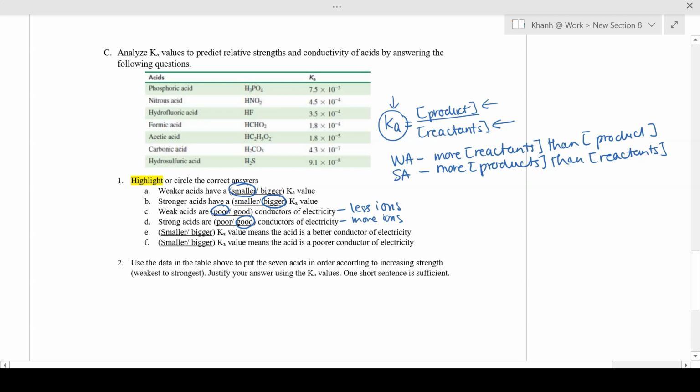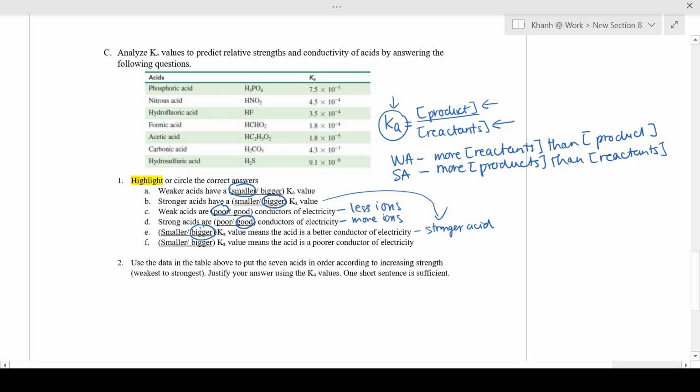E and F. For E, a smaller or bigger Ka would mean the acid is a better conductor of electricity? E and F basically combine the information in A, B, C, and D. If the acid is a better conductor of electricity, that means that it's more likely to be a stronger acid, right? Because if it's a better conductor, it has more ions floating around. Now, what coincides with a stronger acid in terms of Ka value? We know that a stronger acid from B would have a bigger Ka value. And so this would be my answer, bigger Ka.